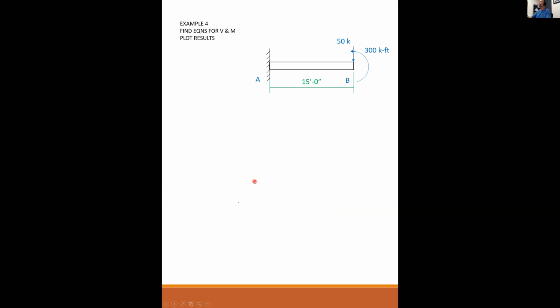Okay, here's example number 4. And this one might be a little different. First thing we do, find our reactions. So I draw my free body diagram. I put my applied loading on it. I put my unknown reactions on it. Just like we did last time, we solve for our reaction.